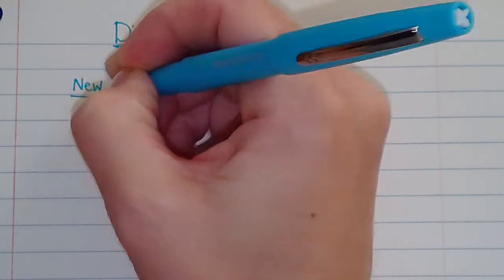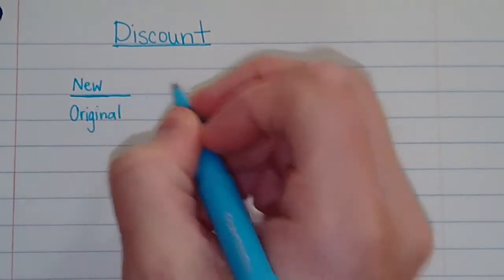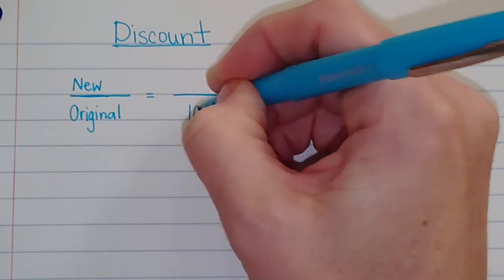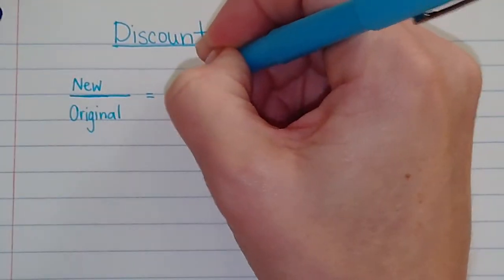So when we are doing a discount problem, it's going to look very similar, but it's going to be a little bit different. When you do the formula, you're going to set it up as new over original. That should look familiar. On the other side, you still have your 100 down here. But now on top, it's going to be 100 minus your percentage.